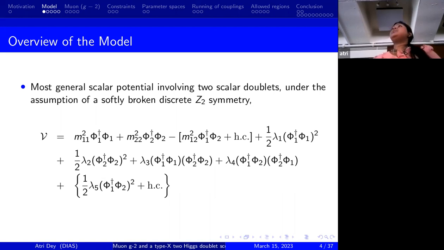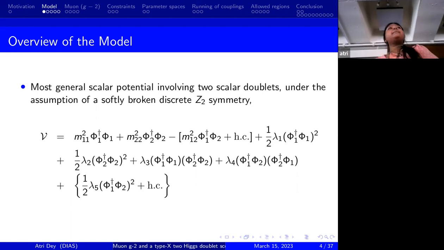But then why is it softly broken? Because of this extra M12 squared term, there are soft Z2 breaking terms, which can change our potential. If I take phi1 to minus phi1 and phi2 to minus phi2, just one of them flips, so they have different Z2s.